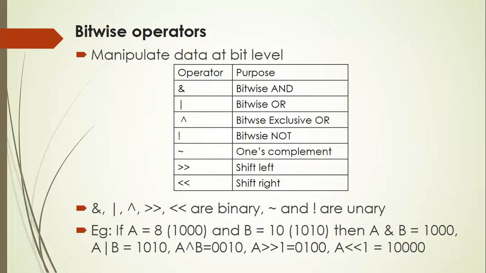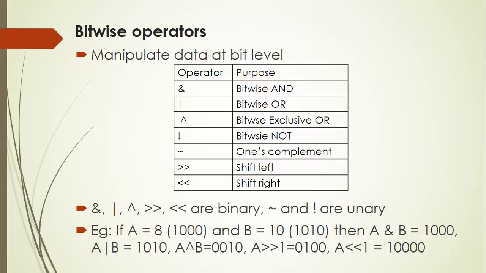So in the case of 8 and 10, the extreme leftmost bit in both the numbers is 1, so the result is 0. And the second bit, in both the numbers it is 0, so 0. And the third bit, the first number is 0 and the second number is 1, that is equal to 1. And the last bit, for both the numbers it is 0, so the result is 0.